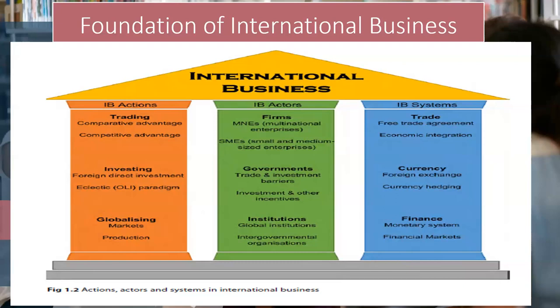So that's foreign exchange. And then finance, the monetary system, and the financial market. The monetary system of a certain country, because different countries have different monetary systems, and how they apply exchange rates and inflation and the like, and control the inflation of each country. So these three pillars of international business are vital to make international business and globalization flow smoothly, even if there are challenges along the way. Okay, I hope you understand that.